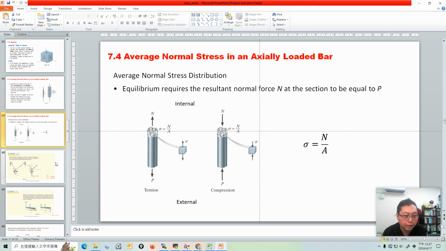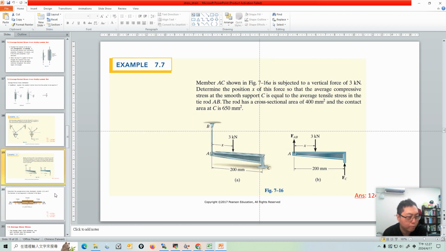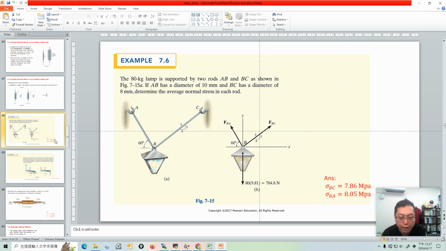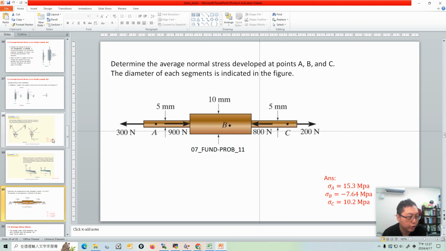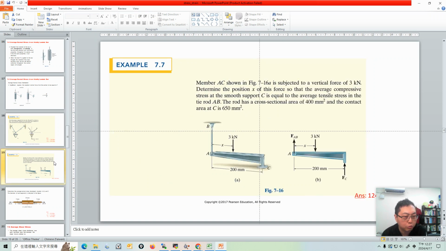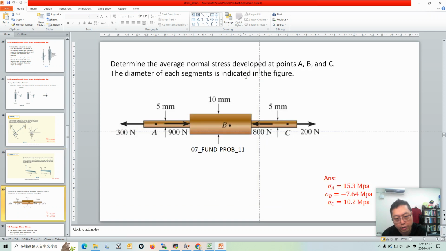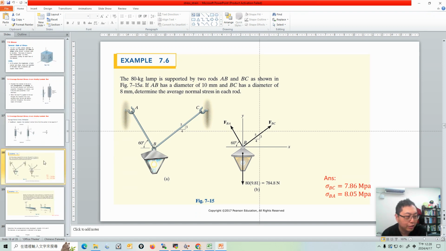In the next videos we will have three very simple examples for the normal stress calculation. In this video, I'm just showing you the simplest one, example 7.6. In the later two videos, I will show you 7.7 and an example from the textbook. I start with 7.6 because it's really easy. It just wants you to apply the definition of the normal stress.